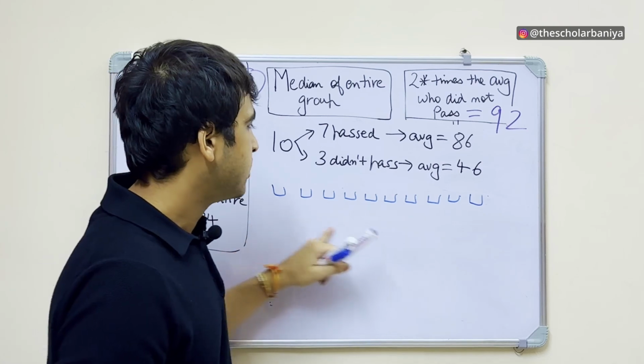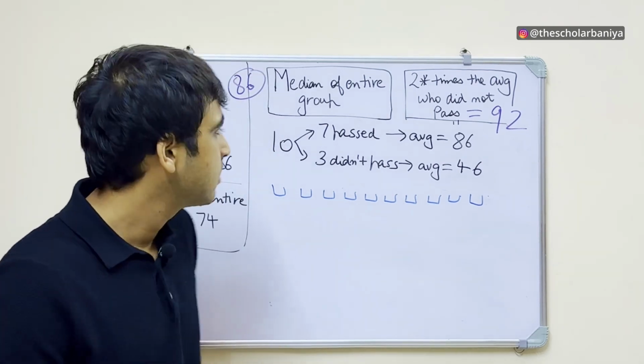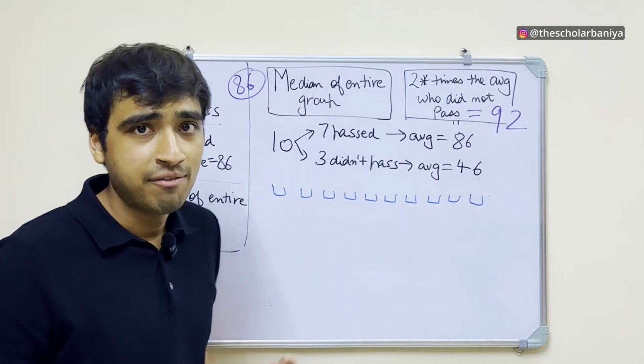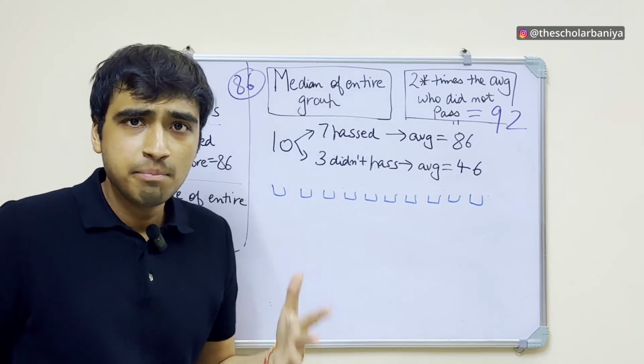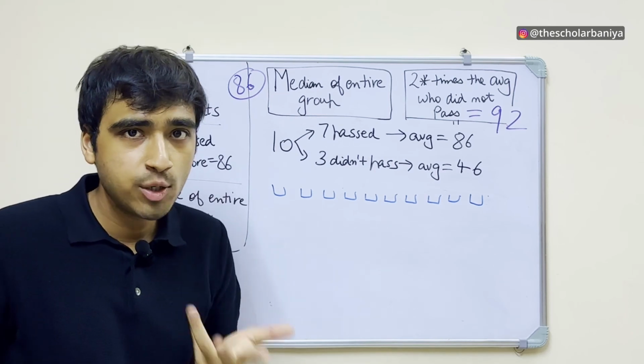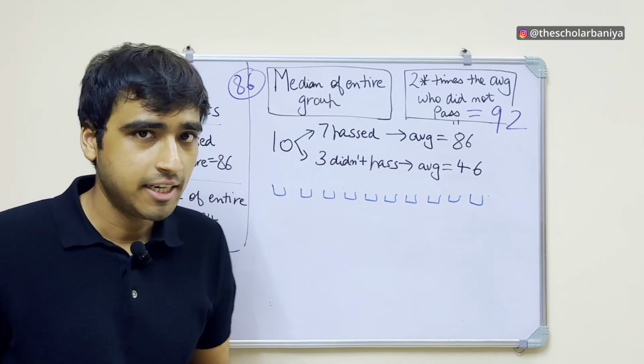There are 10 students, right? There are a total of 10 students. So out of those, 7 have passed and they have got an average of 86. This means some people might have got more than 86, some people might have got less than 86. We don't know, but the average is 86, right?